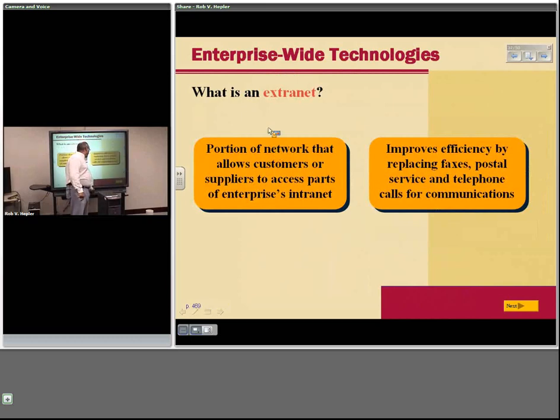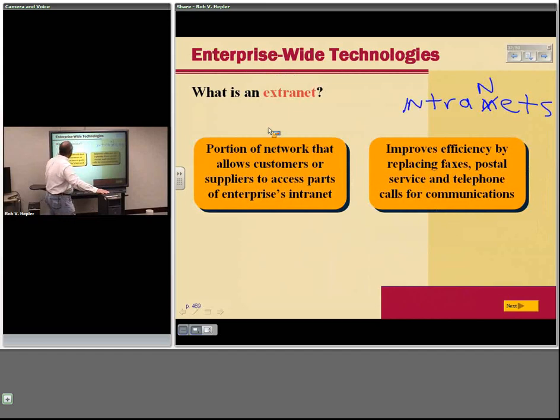An extranet. We'll talk more about extranets and intranets when we talk about the web. Next time we'll talk about communication networks, and then we'll talk about the web after that.